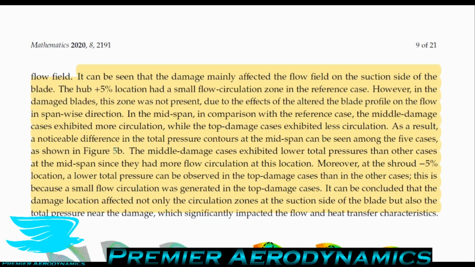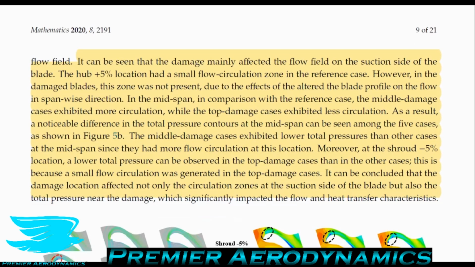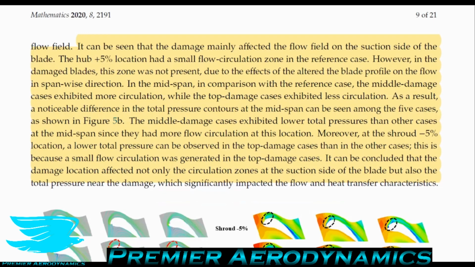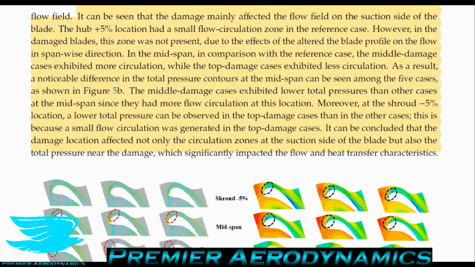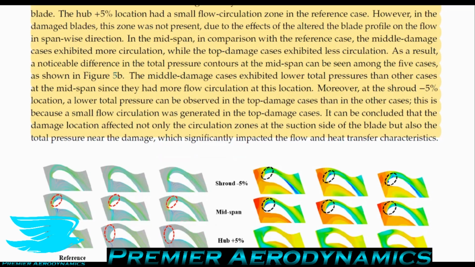So in other words, at the mid-span, when you had a damaged blade there, then you increase the circulation compared to the reference case. But if the damage was near the wing tip, the circulation would drop compared to the reference case. So as a result, a noticeable difference in the total pressure contours at the mid-span can be seen among the 5 cases. The middle damage cases exhibited lower total pressures than other cases at the mid-span since they had more flow circulation at this location. Moreover, at the wing tip, a lower total pressure can be observed in the top damage cases than the other cases. This is because a small flow circulation was generated in the top damage cases compared to the mid damage cases and the reference case.